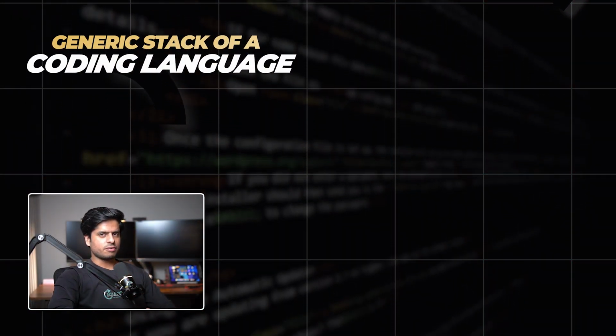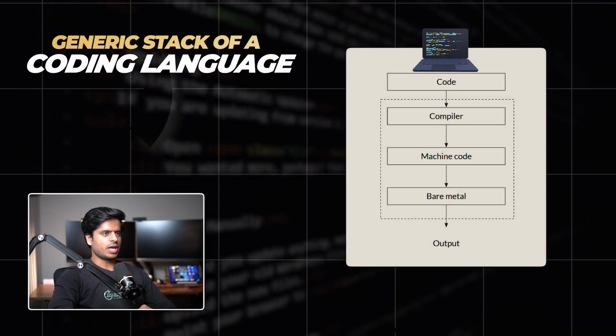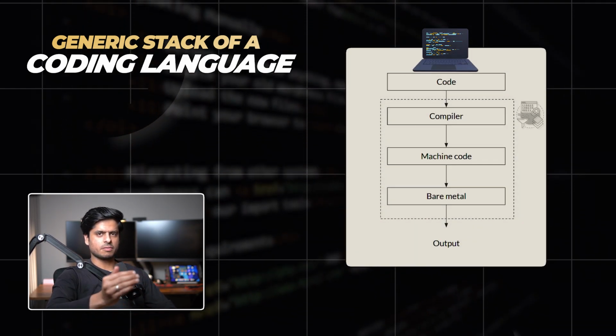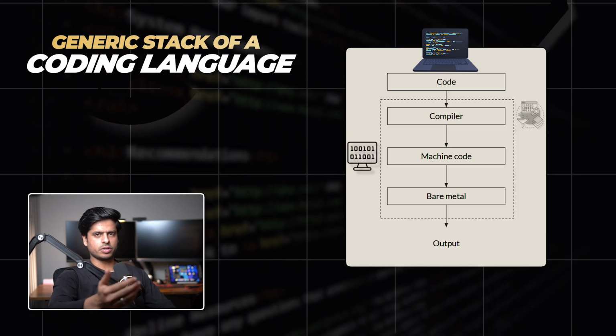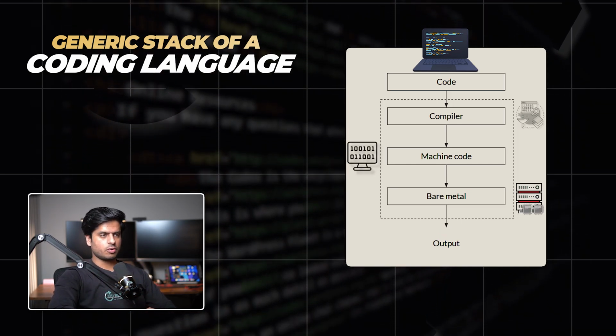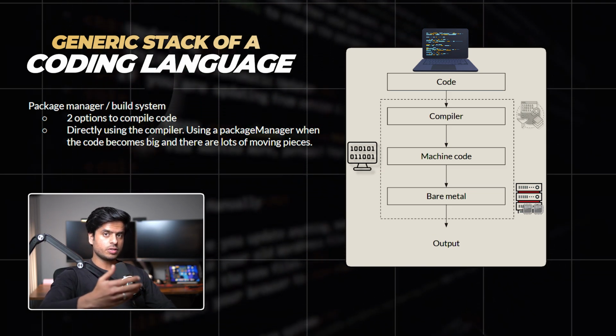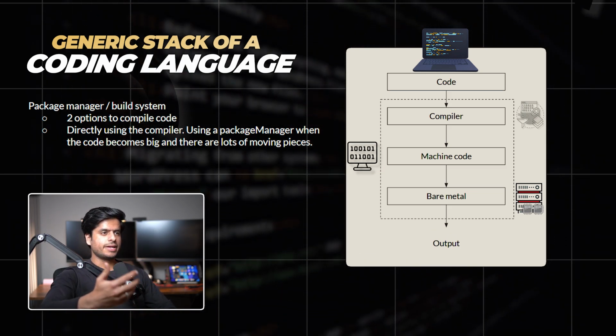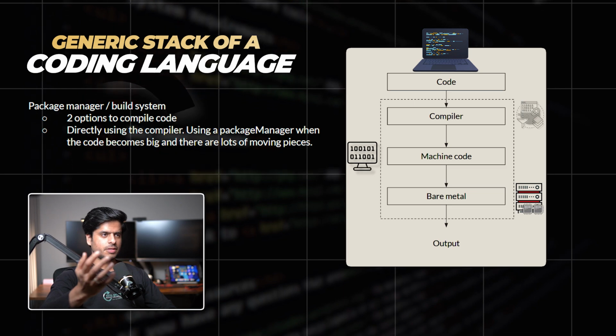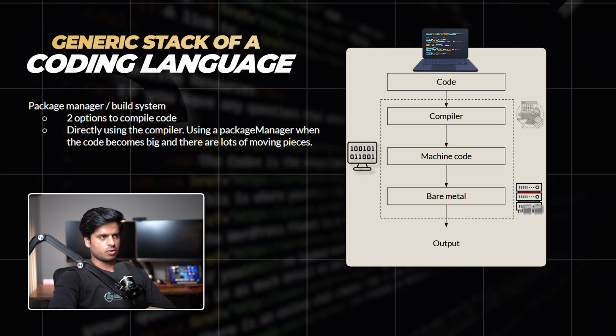Pretty simple. Now let's see what a generic stack of any coding language looks like. We have the code on the top. And then we have the compiler that transforms the code into the machine code, which is understood by the bare metal or the computer. The way you can compile code is basically you can either use the compiler directly or you can use a build system where you get additional benefits, like including libraries and other modules and whatnot.